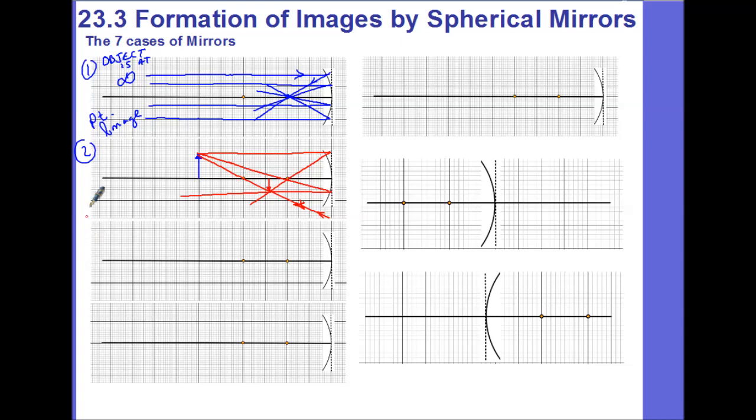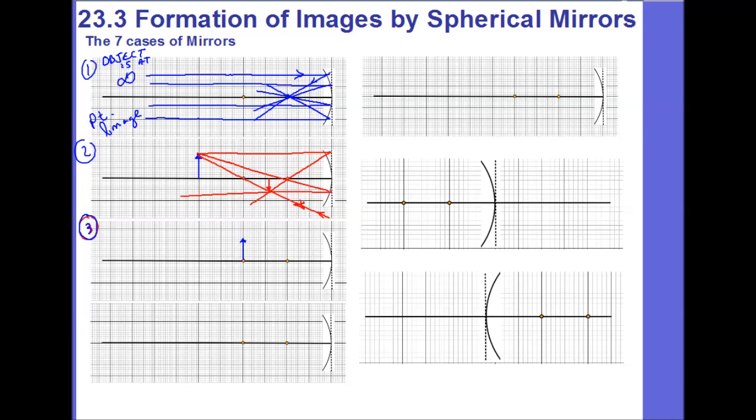Now case number 3, and again these cases are really useful to memorize so that you don't have to draw ray diagrams all the time to try to figure out where these things are. Case number 3 is where the object is actually located at the center of curvature. Okay, and so that would be at that particular spot.